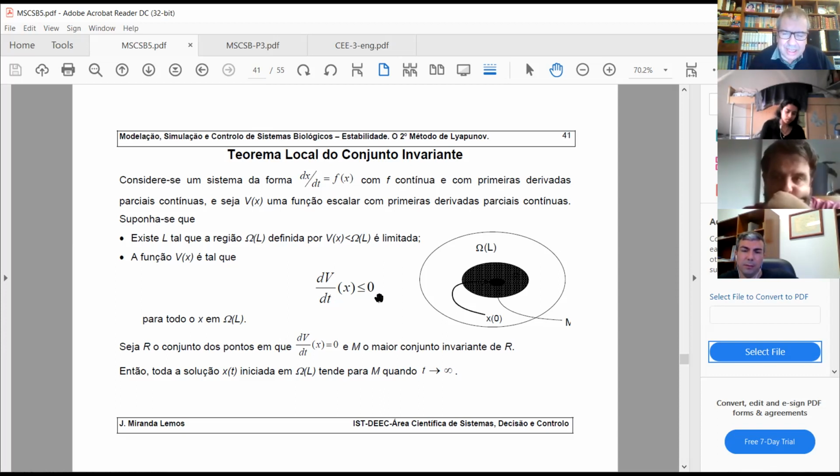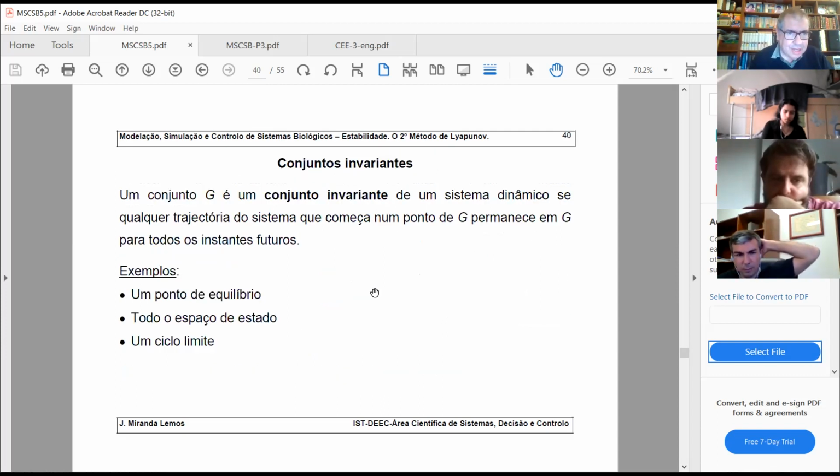What is an invariant set? Let's define an invariant set. Suppose that you have your system of differential equations and you integrate the differential equations starting on an invariant set: you stay on it. So an invariant set is a set of states such that if you have the initial condition inside the set, you never leave it. You never go out of the set.